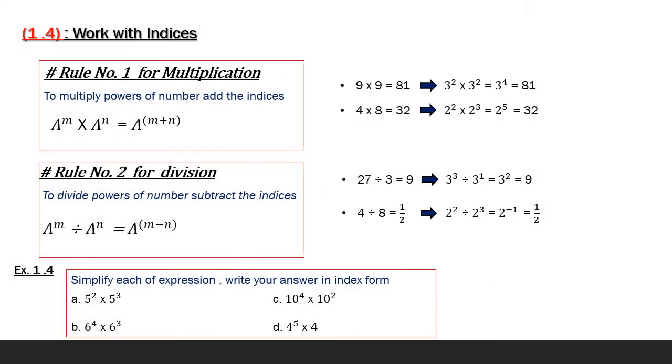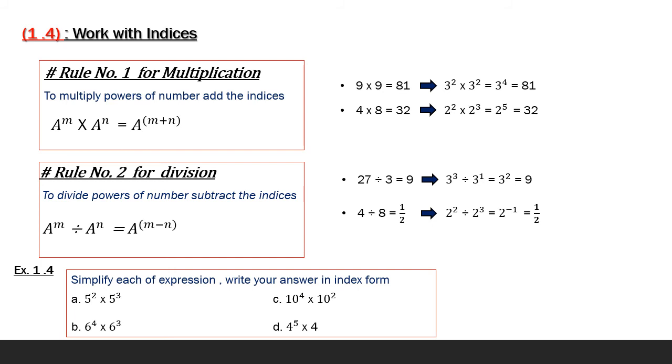The next lesson is working with indices. Rule number 1, for multiplication. Let's say we have the same integer number, called a, with index m, and I need to multiply it by a with index n. In the case of multiplication, we add the indices. That means I am going to put the same a, and for the index I will add m plus n.